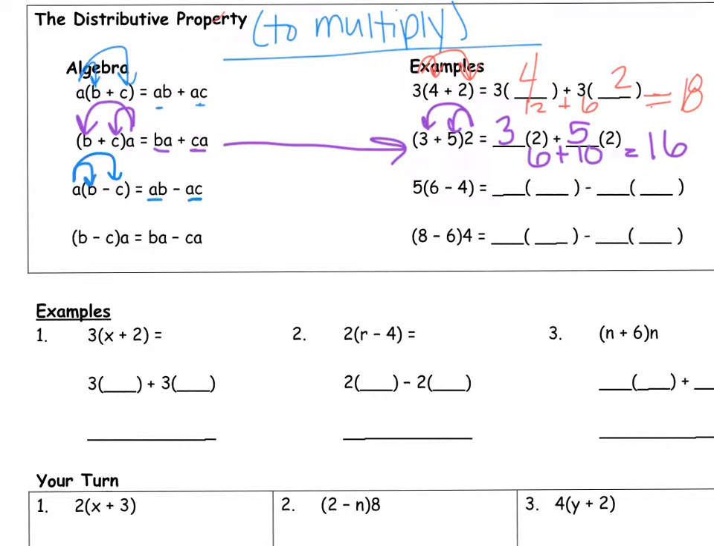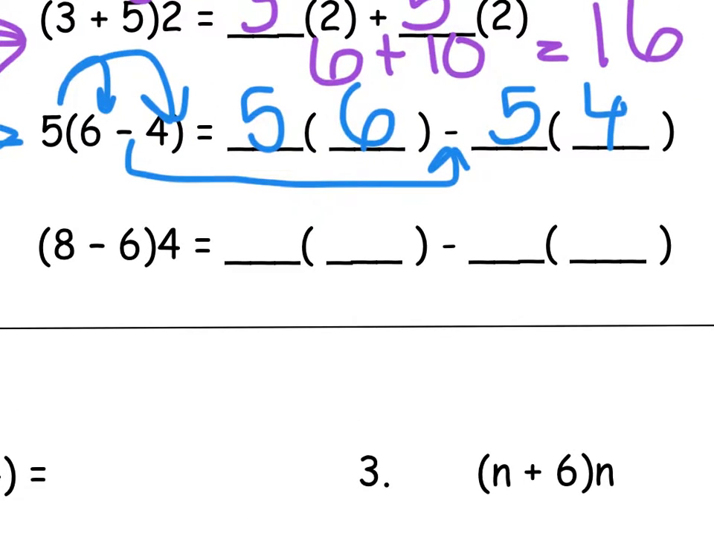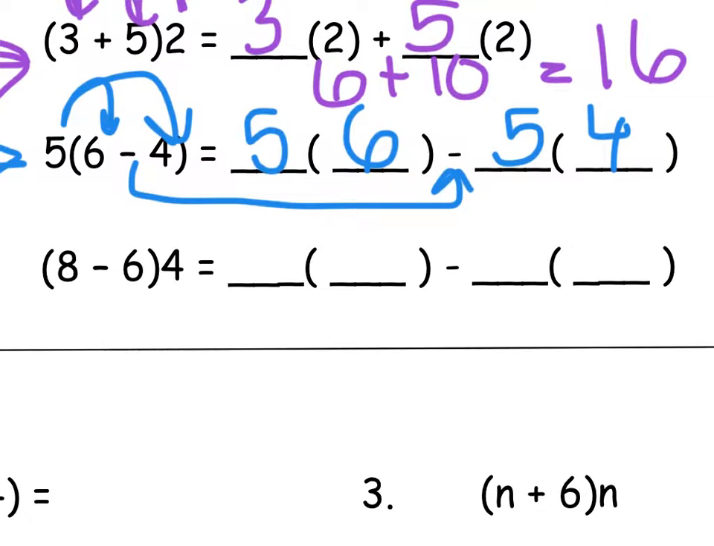If we look directly to the right, we're going to do it with numbers now. We're going to do 5 times 6. Notice that our negative sign follows. And we're going to do 5 times 4. Okay. 5 times 6 is 30, minus 5 times 4, which is 20. 30 minus 20 is 10.